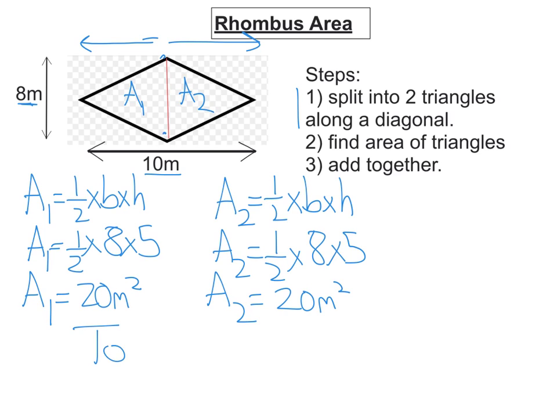So my total, I just need to add them up. So 20 plus 20 is 40 meters squared, and that's the area of my rhombus.